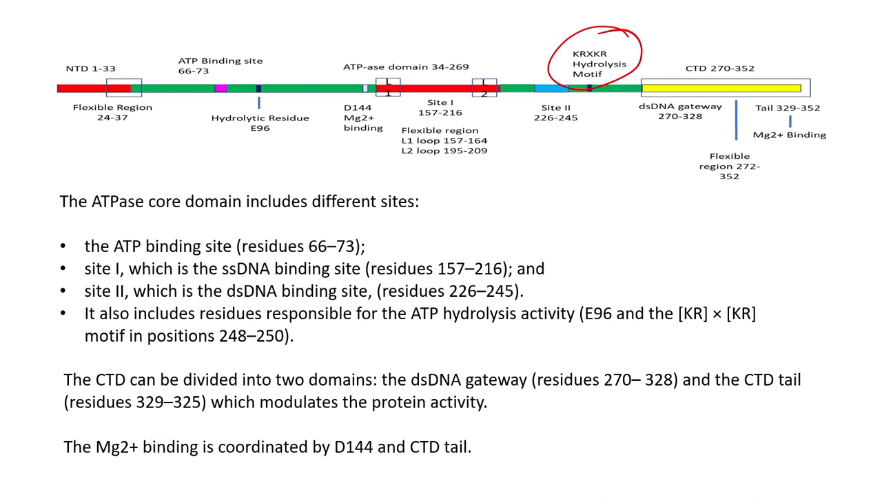This C-terminal domain can be divided into two domains: the dsDNA gateway domain between residues 270 to 328, and the CTD tail between residues 329 to 352, which modulates the protein activity. The Mg2+ binding is coordinated by D144 and the CTD tail, as shown in this picture.